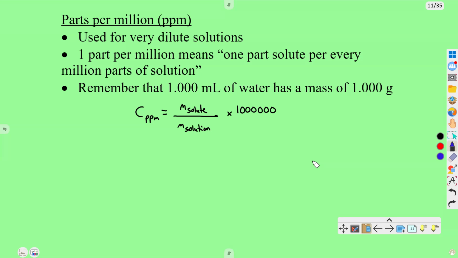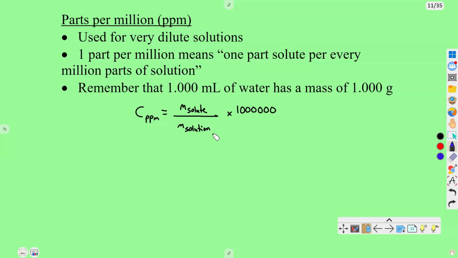All the rest, the other 999,999 particles, are going to be parts of the solvent. So what we do is we take the parts per million. Again, this is also found on page 10, but to find the parts per million, we take the mass of the solute and divide it by the mass of the solution.